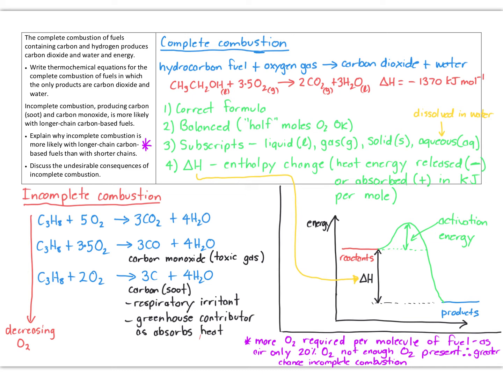The next thing we need to talk about also here is incomplete combustion. What you notice here is we have C3H8. This is propane. It's what comes through the gas taps in the lab, or is in your gas bottle for your barbecue at home.